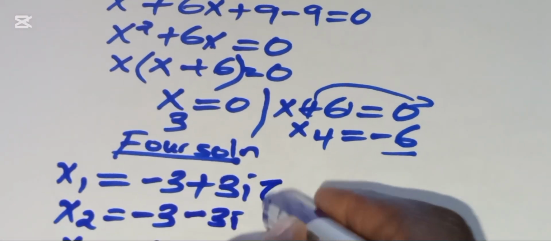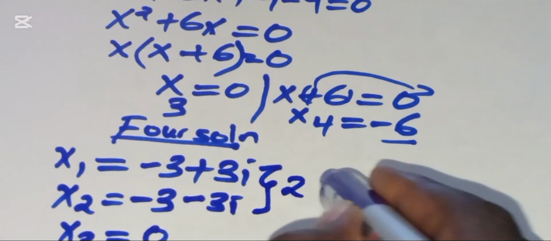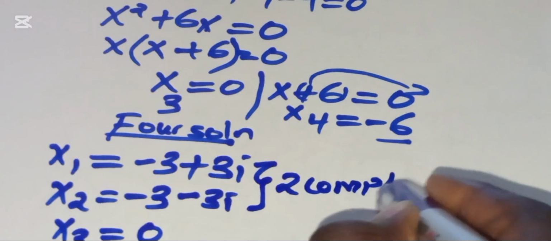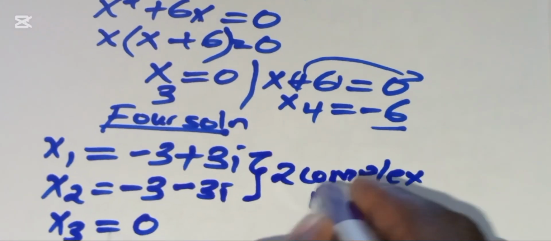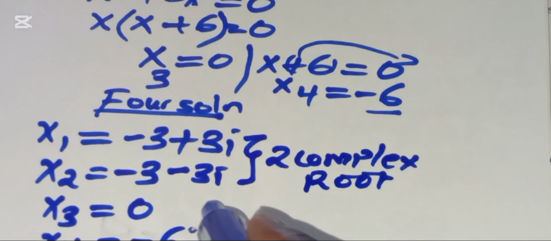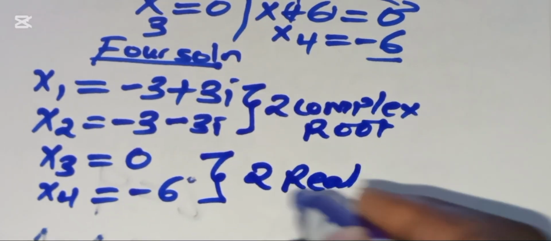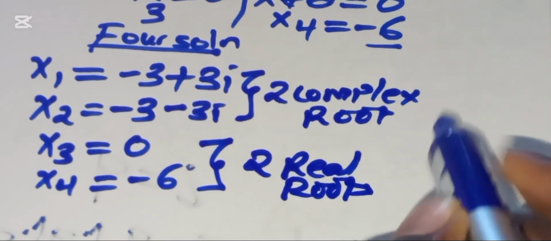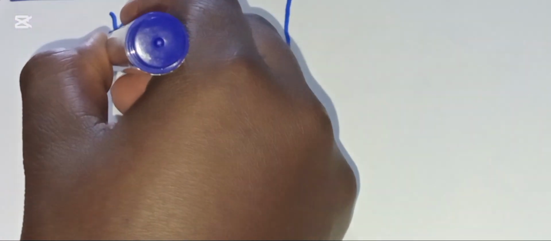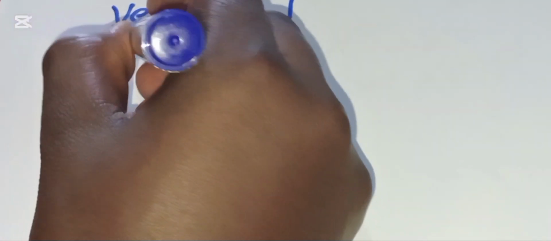Okay, the first two are two complex roots, and these are two real roots. And these are the solutions. So let's verify that the 4 solutions satisfy the equation. Okay, so x1 is negative 3 plus 3i.